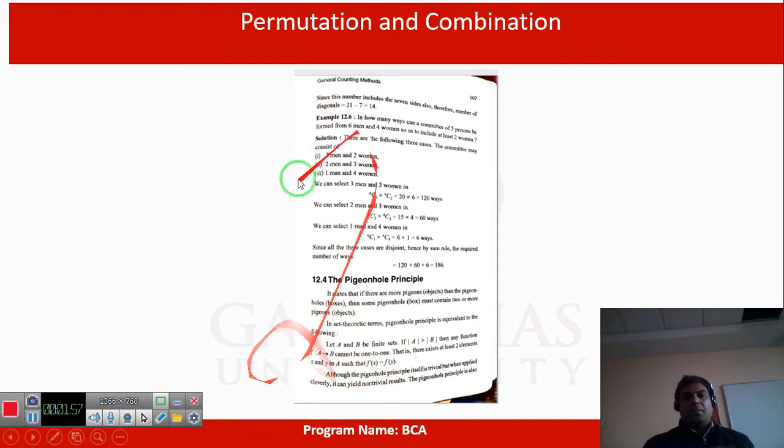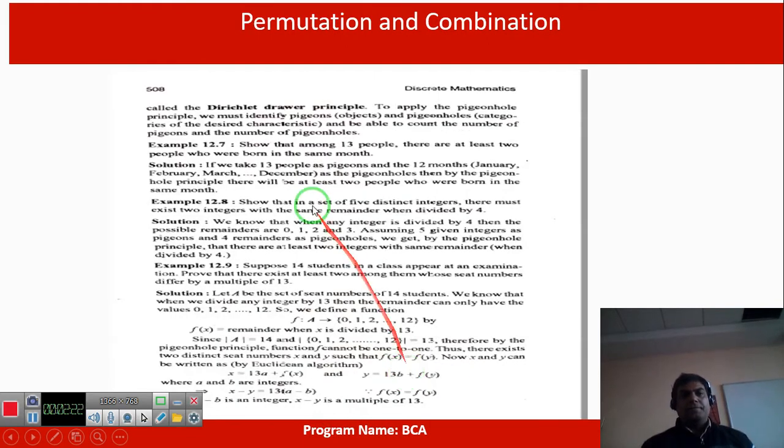Let A and B be finite sets, with modulus of A greater than modulus of B, meaning the number of objects is greater than the number of boxes. So the mapping from A to B cannot be 1 to 1. There are at least two elements, x and y, that have the same image. This is also called the Dirichlet drawer principle.